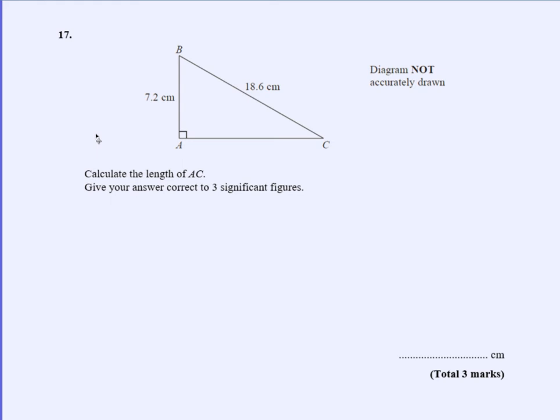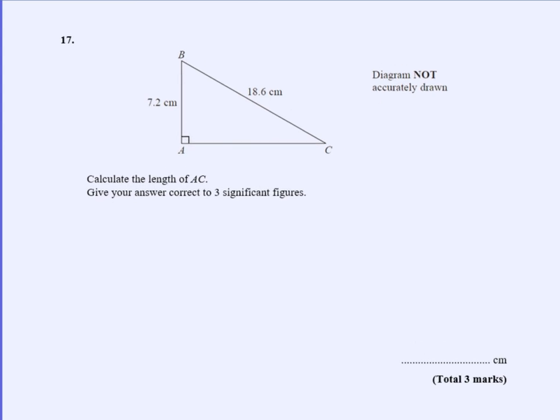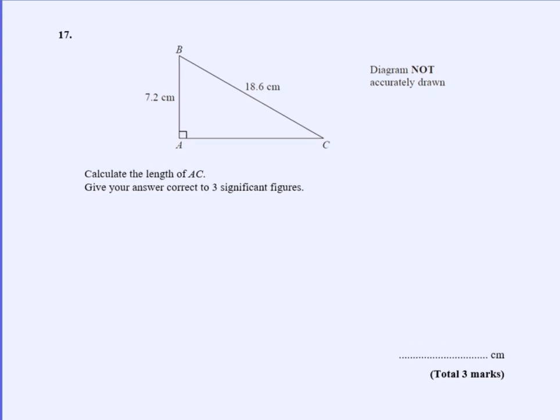Okay, so we've got question 17. This is a right angle triangle and we're working out the length of this inside. So we're going to need to use the Pythagorean formula of a squared plus b squared equals c squared. And I'll start by labelling the sides. So C being the hypotenuse along the side, and then A and B, it doesn't matter which one we use.